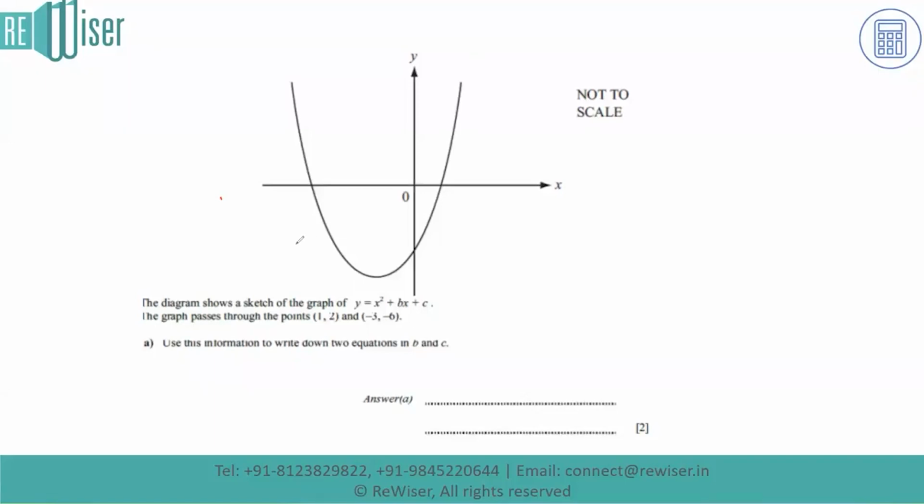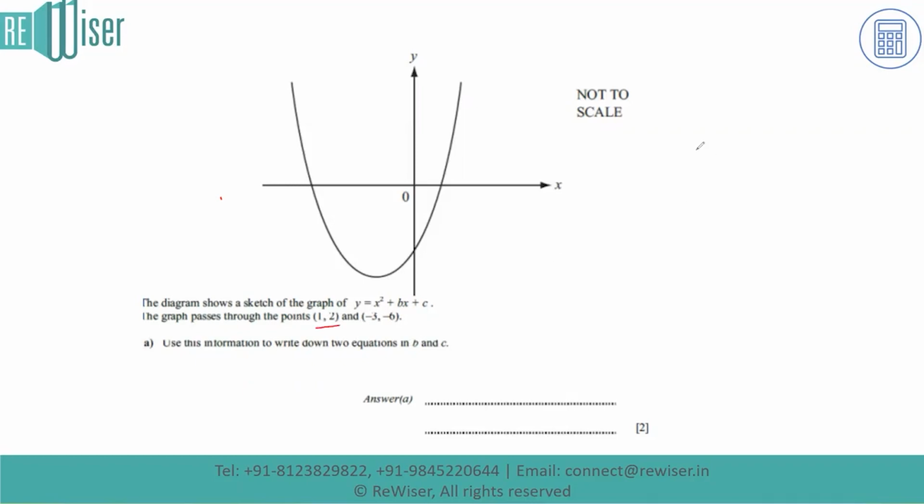Next question we are talking about. The diagram shows a sketch of the graph of y equals x squared plus bx plus c. The graph passes through the points (1, 2) and (-3, -6). Use this information to write down the two equations in b and c.